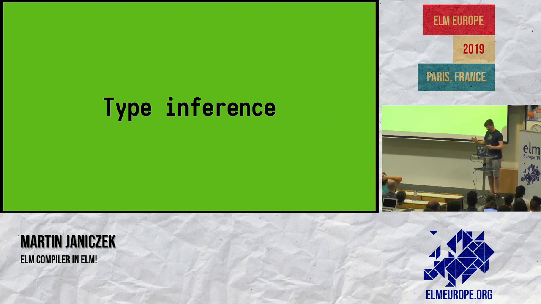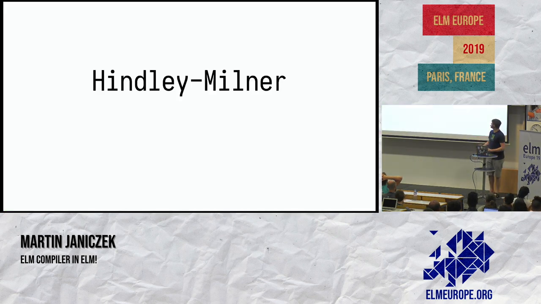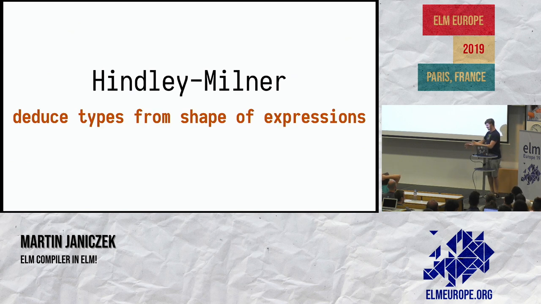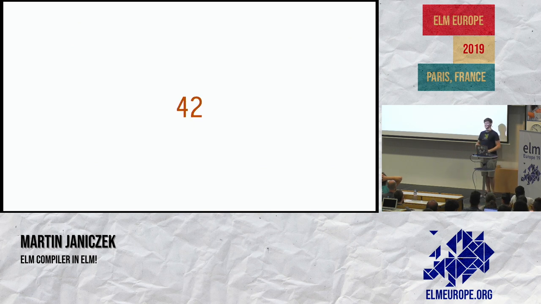Type inference. I'm just going to go quickly through this. We use the Hindley-Milner algorithm, also called algorithm W, and it's basically just looking at your expressions and deducing type constraints from them. So let's play a game. What is the type of this? Number, integer. Yeah, let's say integer. Again, let's stay simple. What is the type of this? We don't know, right? foo is a function, but we don't know what the result is. The only thing we can say is foo is a function from integer or number to something.